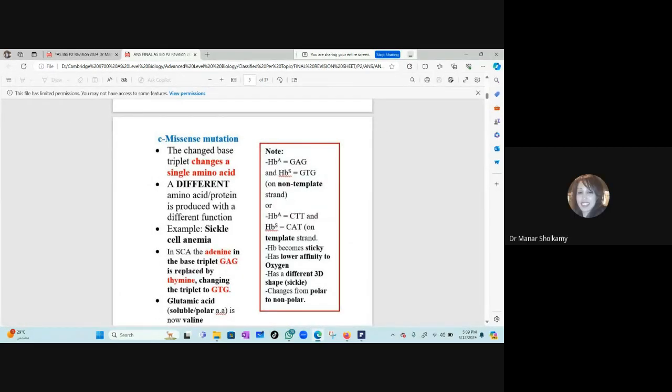Yes, it doesn't carry enough oxygen. It's not as efficient in carrying oxygen. It changes the shape of the red blood cell. Also, we took more information, Farouk. The original amino acid has a name, and the mutated amino acid has a different name and different characteristics.